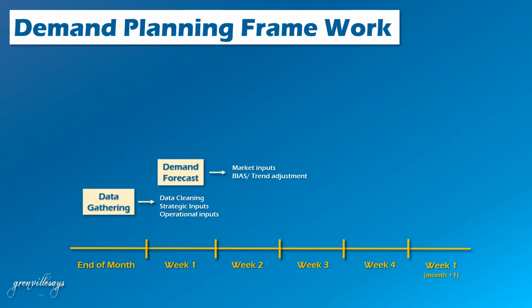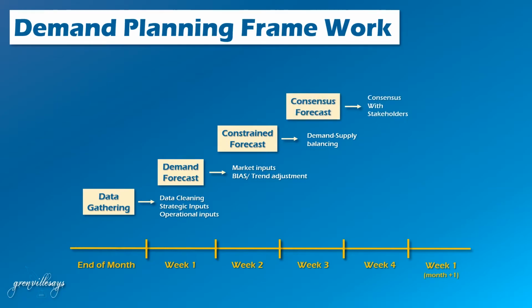Based on the inputs of the market, bias and trend adjustment is done to this demand before it is sent on to the supply team, who then constrain the demand to the supply, balancing both the demand and the supply to optimize the overall process. This forecast is taken back to the stakeholders to arrive at a consensus, both at the sales team by the demand planning team and the operations by the supply team.